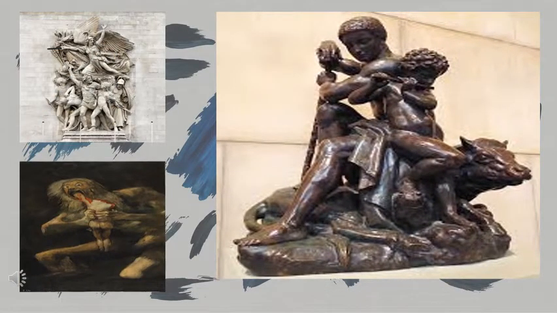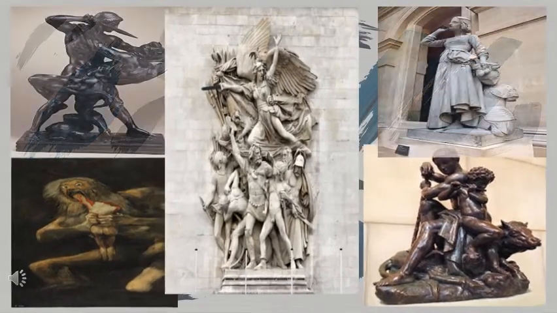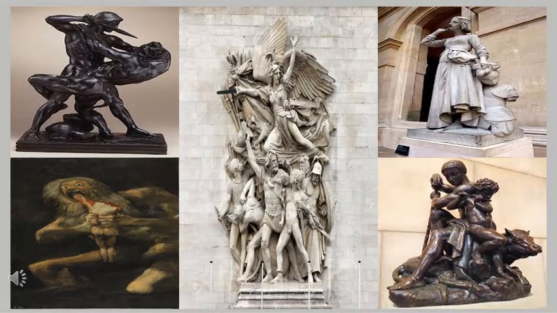And last, number 5. What is the title of this artwork? In 5, 4, 3, 2, 1. Time is up. The answer is Theseus Slaying the Minotaur. Alright. I think we are ready to tackle our lesson for today.